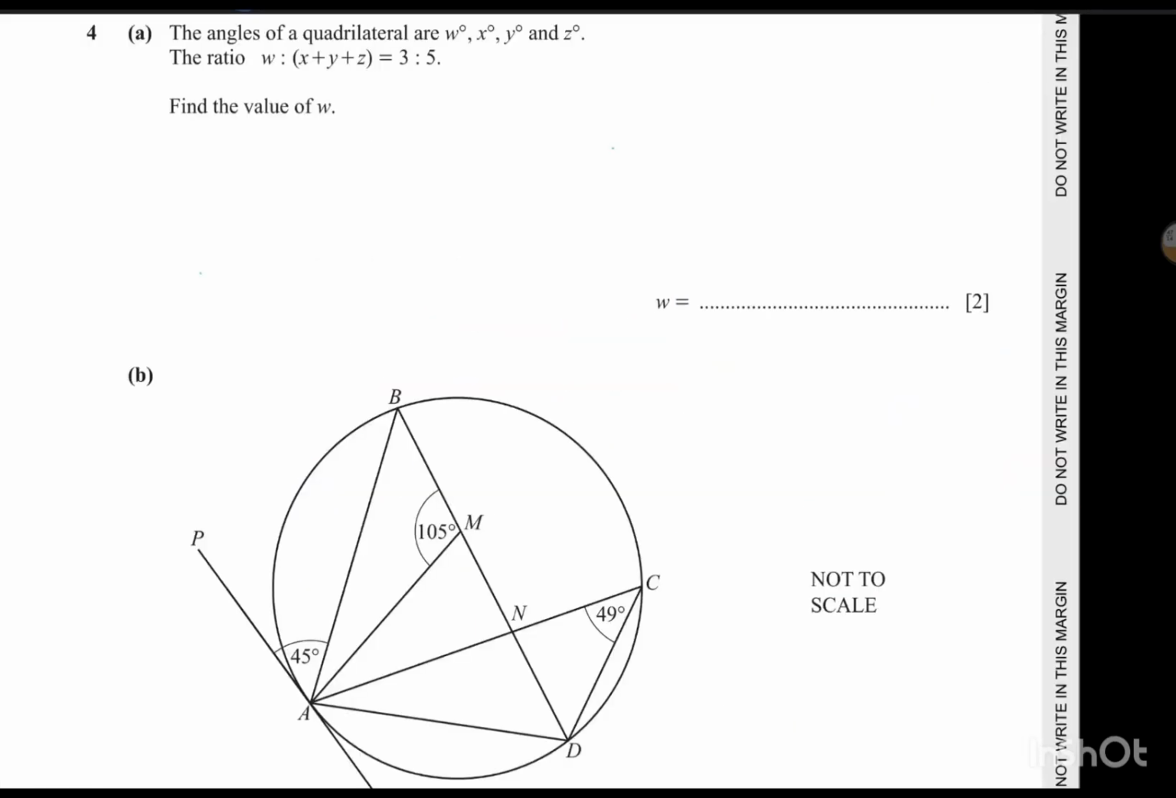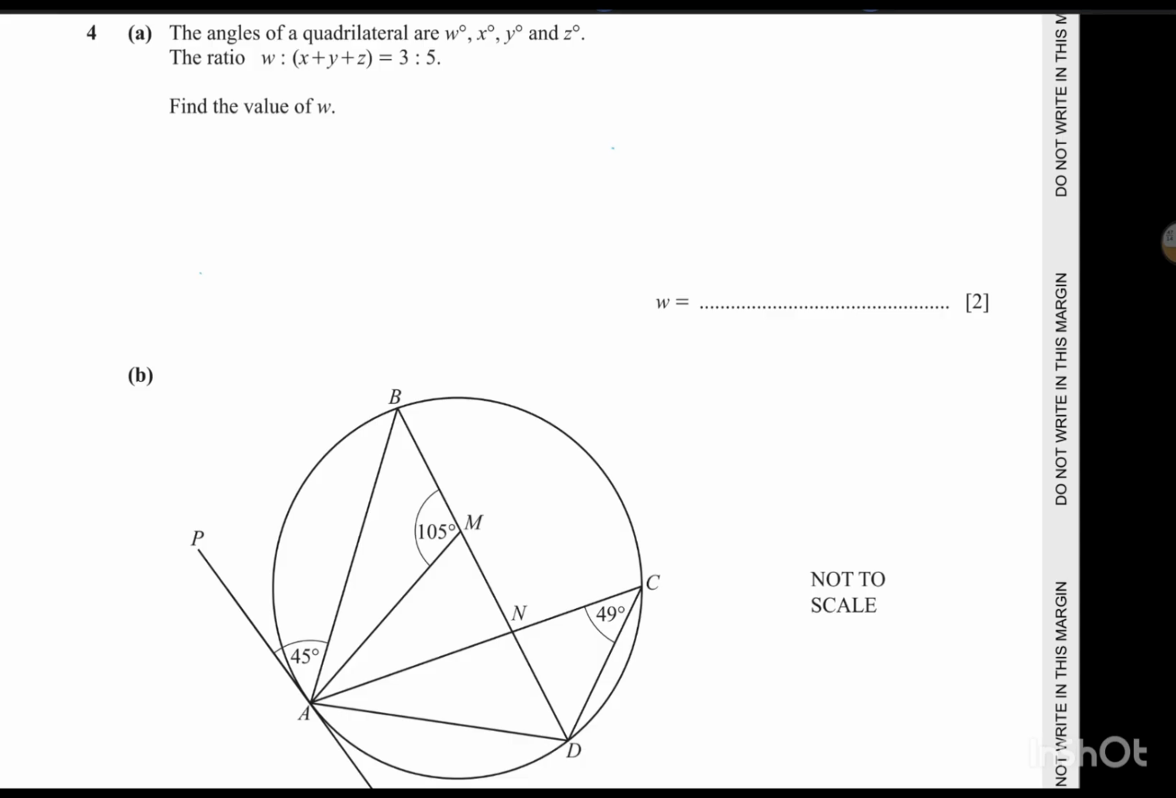Question number 4. 4a. The angles of a quadrilateral are y degrees, x degrees, w degrees, x degrees, y degrees, and z degrees. The ratio of w to x plus y plus z is equal to 3 to 5. Find the value of w. So they have given the ratio 3 to 5, which is w to the sum of the other three angles. Okay, so the share of w is 3.